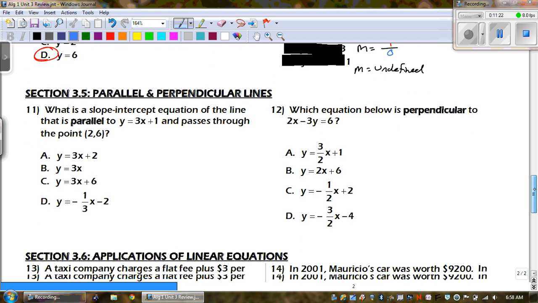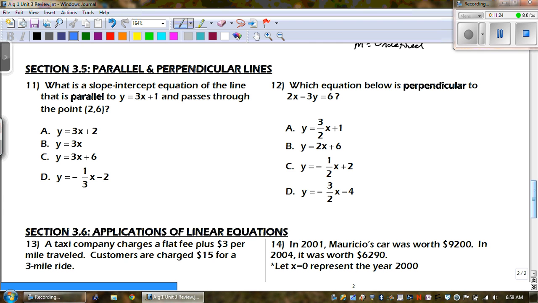Okay, moving on to number 11, parallel and perpendicular lines. What is the slope-intercept equation of the line that is parallel, that sounds like a keyword right there, to y equals 3x plus 1 and passes through the point 2, 6? All right, so if it's parallel, that means that we have to steal the slope from the equation, and it's going to be the exact same.